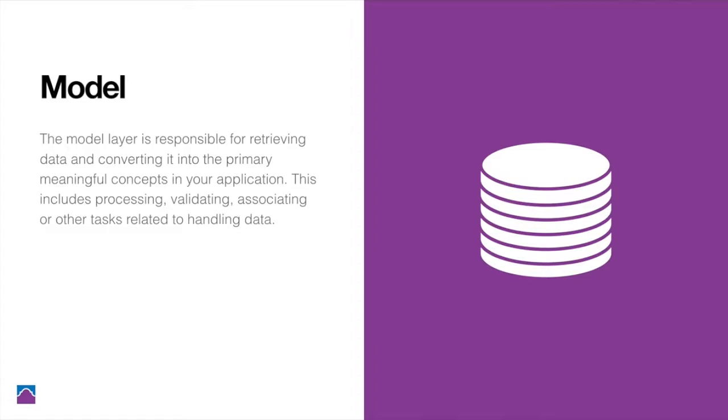And then as far as the way CakePHP handles the models, the model layer is responsible for retrieving data, converting it into primary meaningful concepts in your application. This includes processing, validating, associating, and other tasks related to handling data. That's a really great tool that frameworks have. You don't have to reinvent the wheel when it comes to connecting to your database, knowing what fields you define within your table.